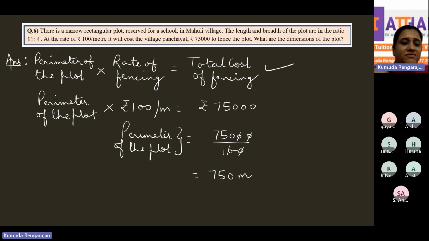What was the perimeter in our example? 150. What was the rate in our example? 100 rupees. And what did we get as a total cost? 15,000. In our example, 150 was the perimeter, rate 100, and the total cost 15,000.